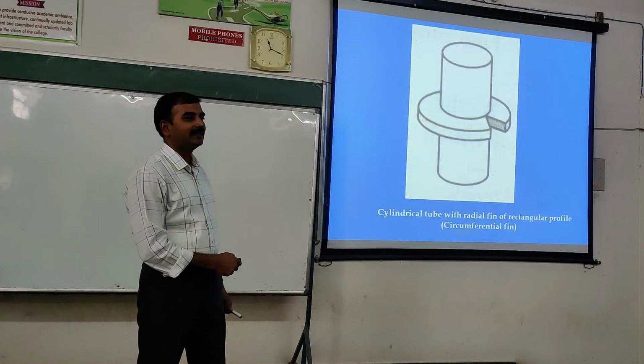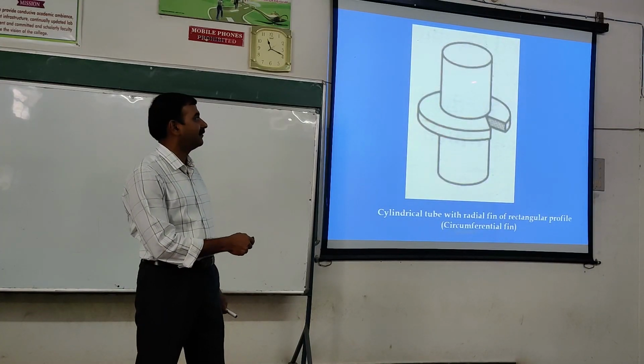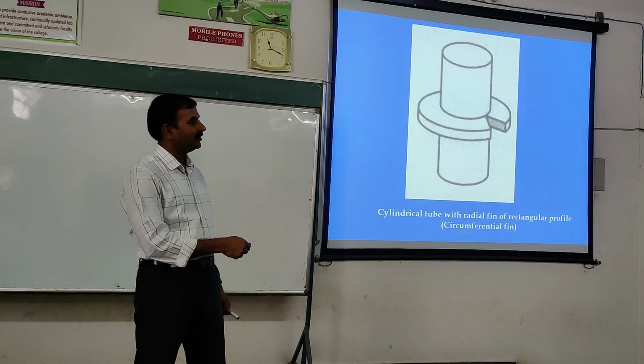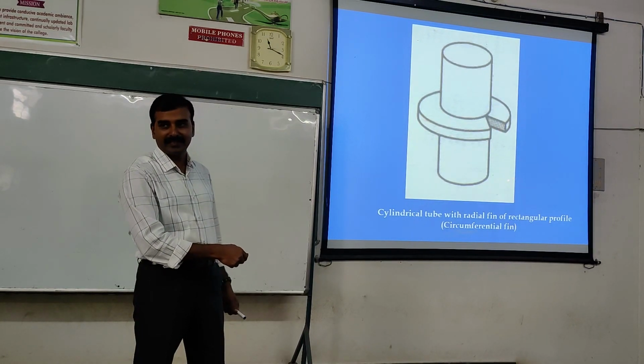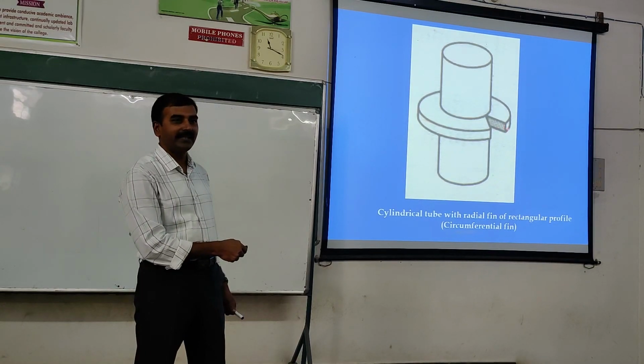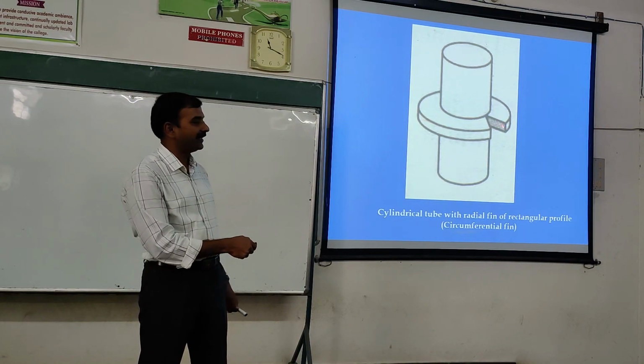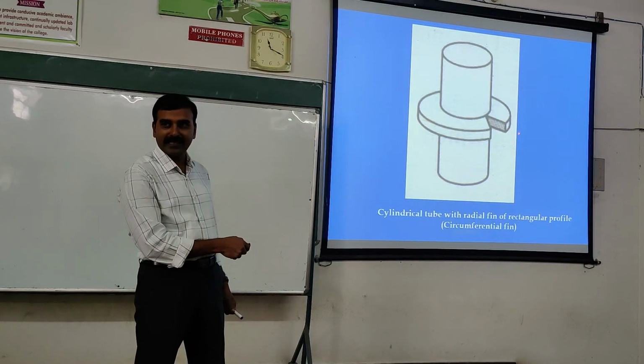Take some other field, this is called a circumferential fin, right? So this is just like a circular disc inserted on a cylindrical rod. Now what is the profile area here? In the direction of its flow, you cut it at x. Now this profile looks like a rectangle.